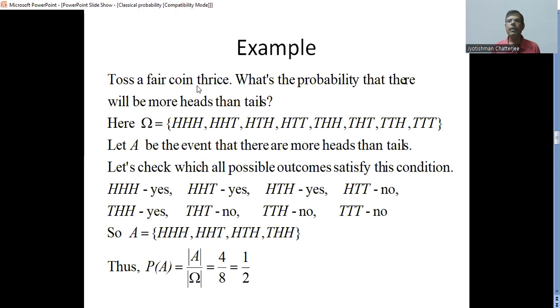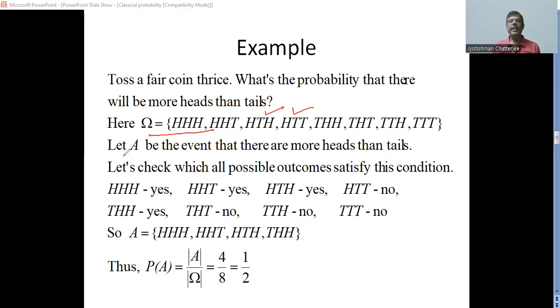Another example, we toss a fair coin thrice. Now, if we do so, our sample space will be like this. It contains 8 elements: HHH, HHT, HTH, HTT, THH, THT, TTH, TTT, etc. It has got altogether 8 elements.